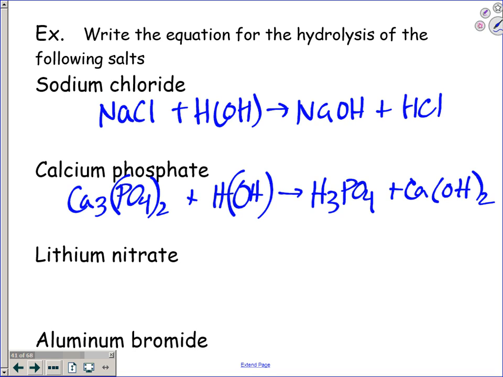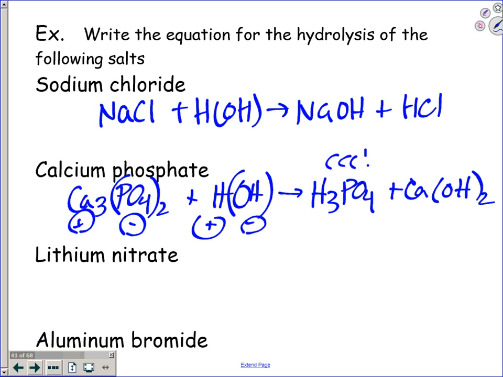Name this acid. Phosphoric acid. I took the phosphate with a 3 negative charge and the H plus and put them together. I put H first and then PO4. Crisscross charges all the way. Then calcium with a 2 plus, and the OH with a 1 minus. Crisscross, I get the two on the outside.